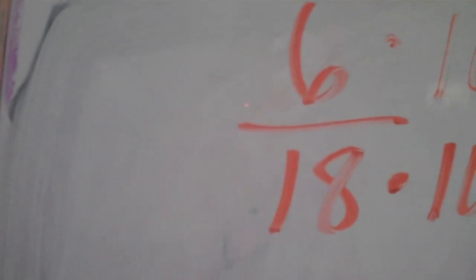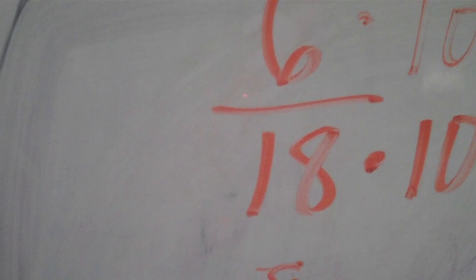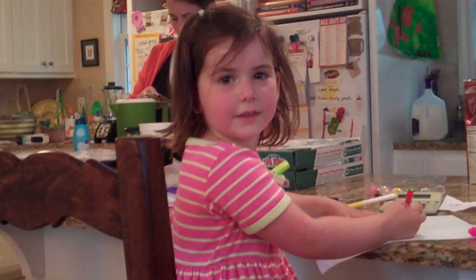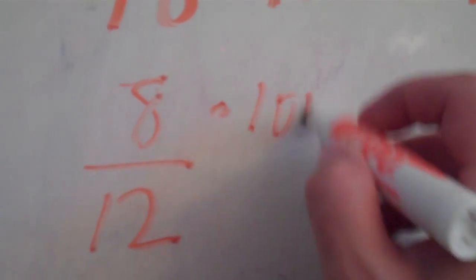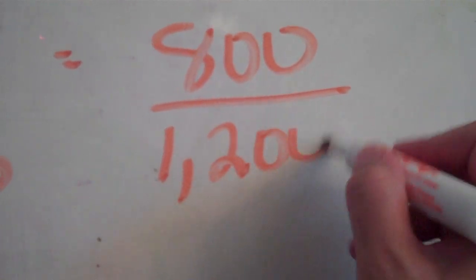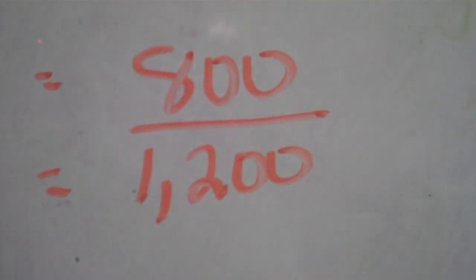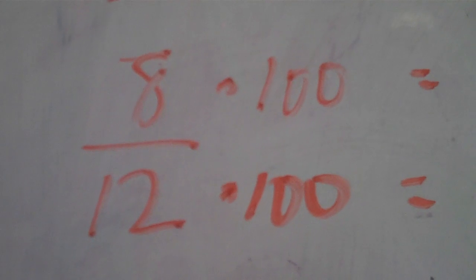Let me show you that again with a different fraction. Let's do 8/12. Leland, can you give me another number? 100. 100. Excellent choice. So now we have 8 times 100 and 12 times 100. 8 times 100, of course, equals 800, and 12 times 100 equals 1,200. So now we've created another equivalent fraction using multiplication. 800/1,200 is equivalent to 8/12.